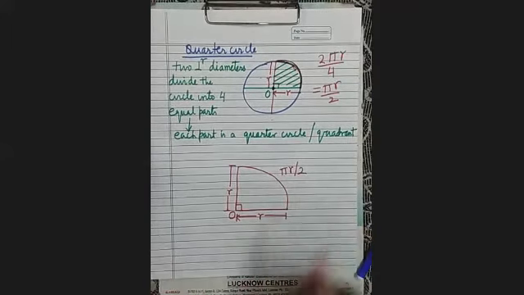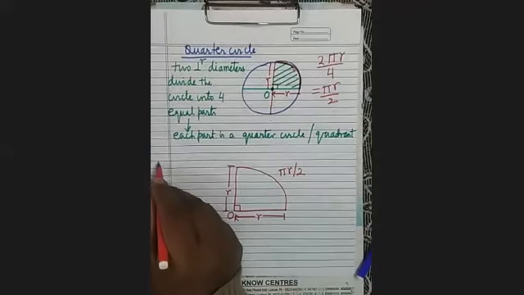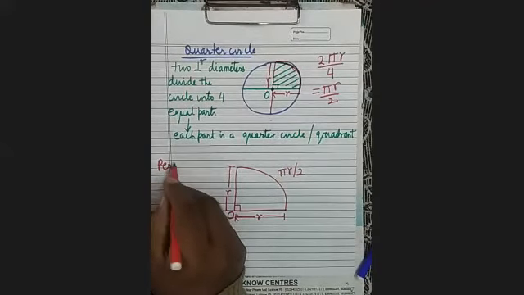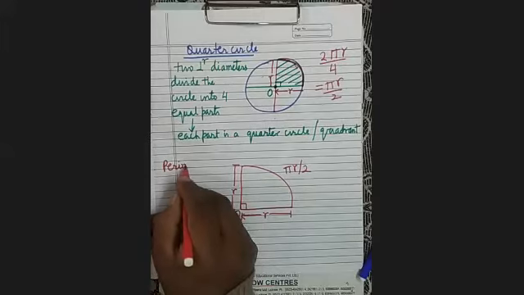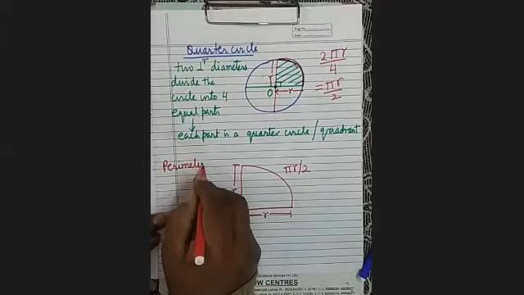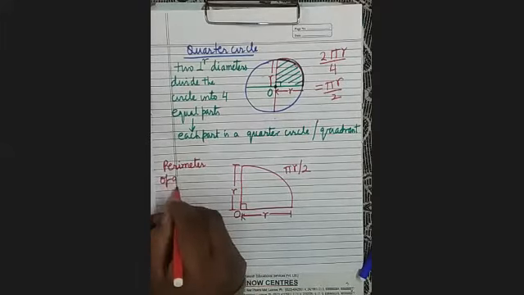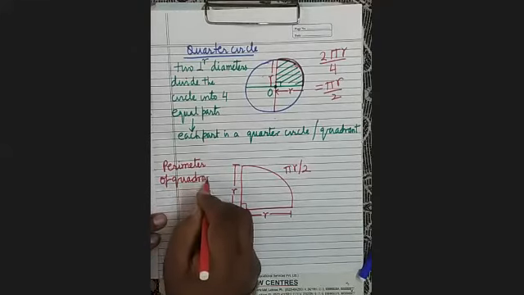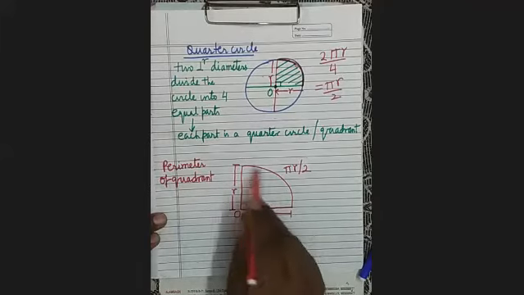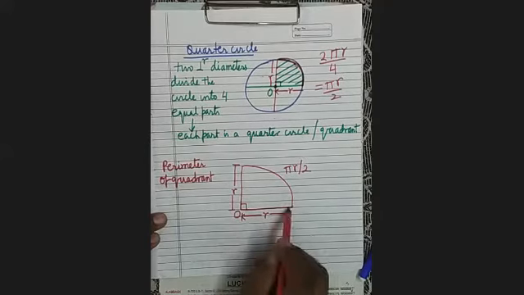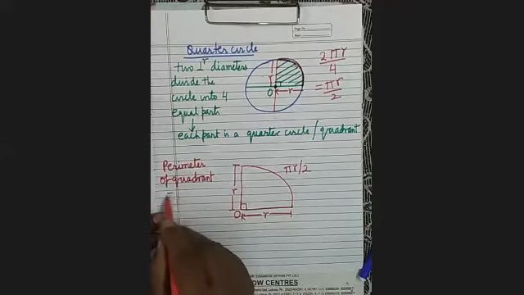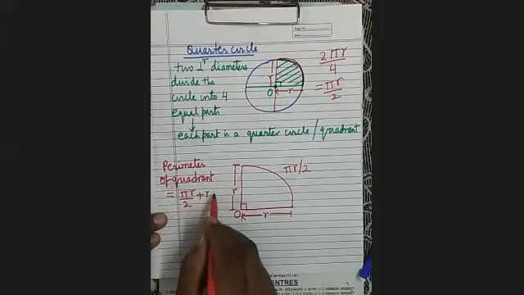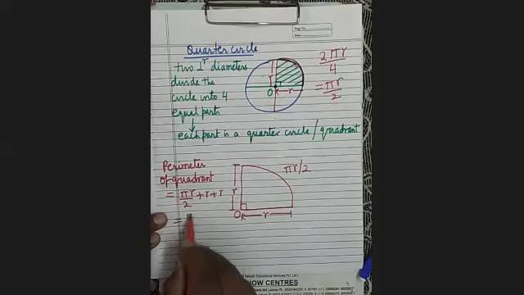So what will be the perimeter? You can see, perimeter of the quadrant or quarter circle. So pi r upon 2 plus r plus r. That is pi r upon 2 plus 2r.